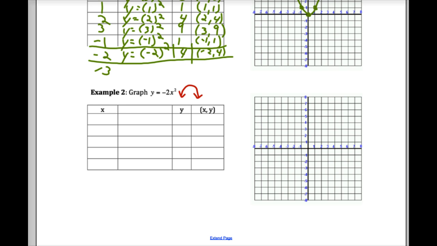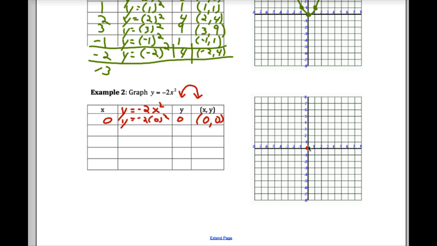All right, let's try 0 first. -2 times 0 squared. Take your time, talk yourself through it. Katie Harms, what do you think y is when x is 0? Still 0. 0 squared is 0, times negative 2 is still 0. So this one also goes through the origin.